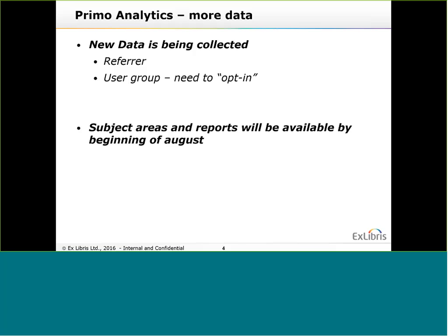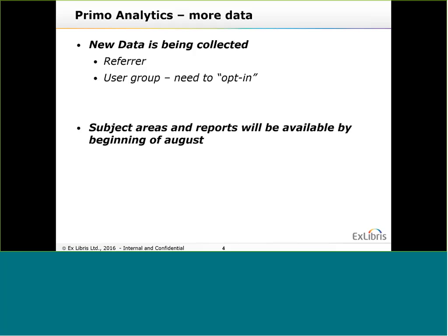And then in July, Alma release, we are going to add information to the Primo Analytics. So we are starting to collect the data from May. You'll have the available information from May, but the reports will include this data from the beginning of July. The second attribute we are adding is the user group.